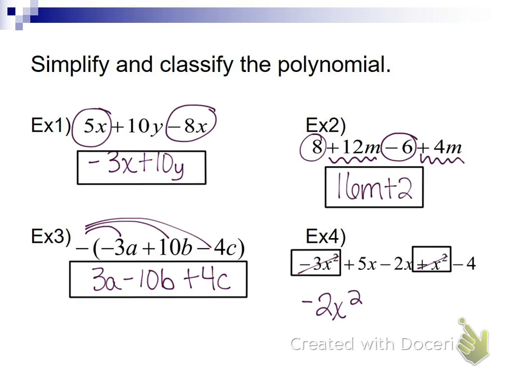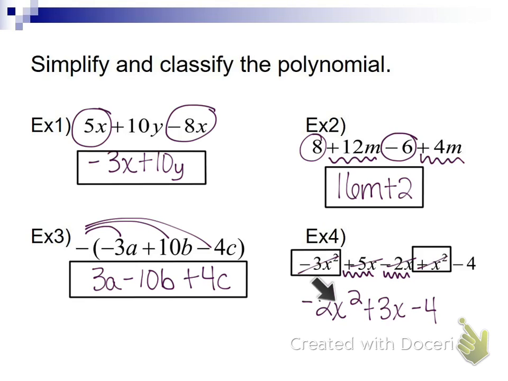What else could combine? 5x and negative 2x. Okay, positive 5x minus 2x would be positive or negative? Positive 3x. So those combined, and what goes on the end? Negative 4. The minus 4 didn't have anything to combine with, but it is still part of our answer.